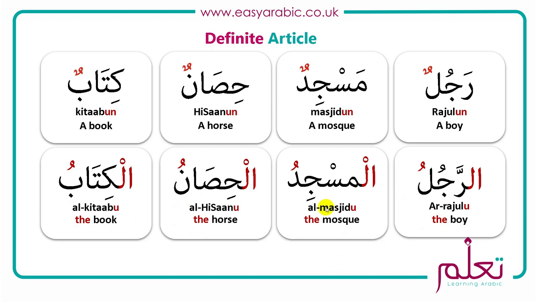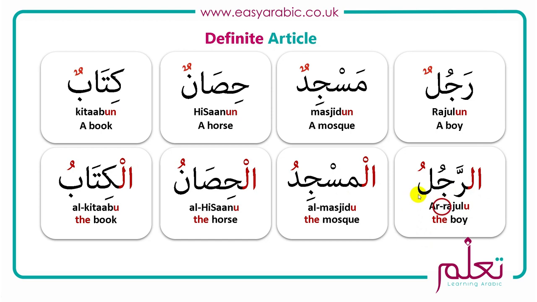The one thing you must have noticed is there's an al here, there's an al here, but here it's different. There's no al. Why is that? It's because the letter that comes after the al is not a moon letter. There are rules to the pronunciation of the letters. If the letter that comes after the al is a sun letter, there's a different sound, and if it's a moon letter, then it's a different sound. I will cover this in the next lesson.